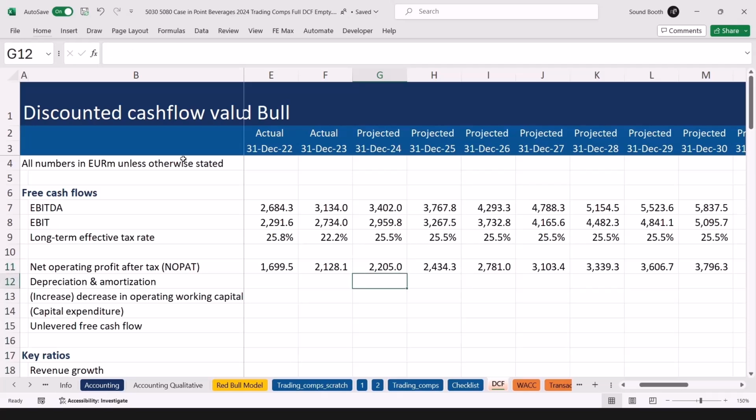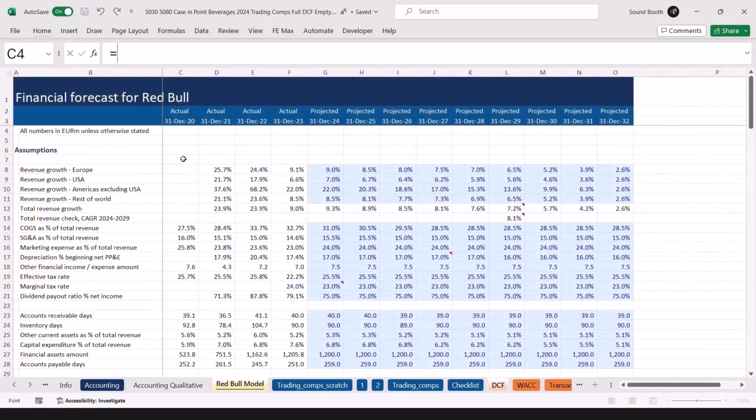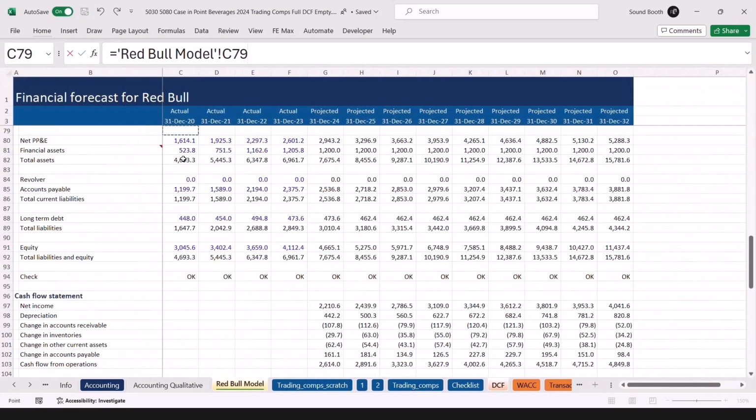So I can get most of these line items from the cash flow from operations and the cash flow from investing activities. So I'm going to go back to my three-statement model, go down to the cash flow statement, and I'm going to pull in my depreciation line first.